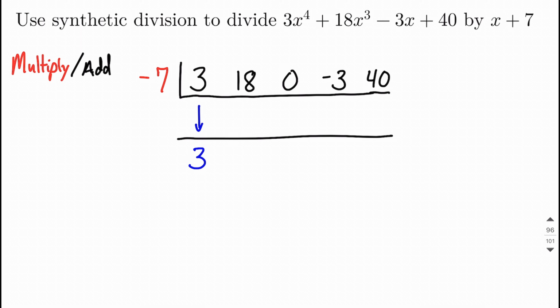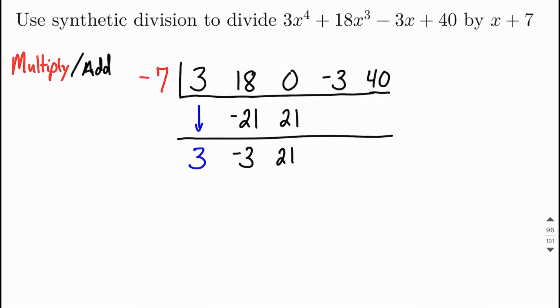Remember, we're going to multiply first. So negative 7 out in front, multiplied by the value at the bottom. Negative 7 times 3 makes negative 21. Now we're to the add step. Positive 18 plus negative 21 makes negative 3, goes at the bottom. Now we repeat, back to the multiply step. Negative 7 in front, multiplied by the negative 3 at the bottom, makes positive 21. Next, add 0 plus 21, makes positive 21.